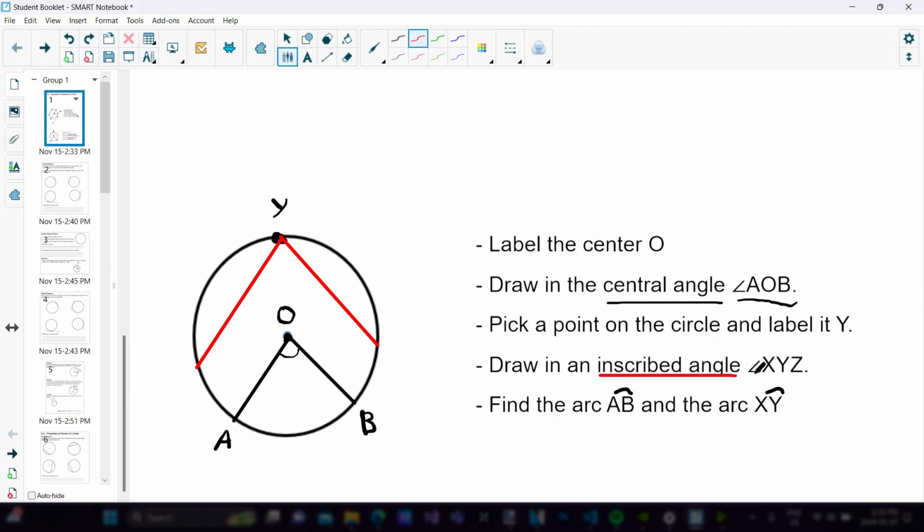So an inscribed angle XYZ. Remember that the middle letter is where the angle starts, or basically the vertex of the angle. And then X and Z are the endpoints. So there's an endpoint X and there's an endpoint Z. You could literally draw any angle inside the circle for an inscribed angle. The central angle just needs to be at the center of the circle.